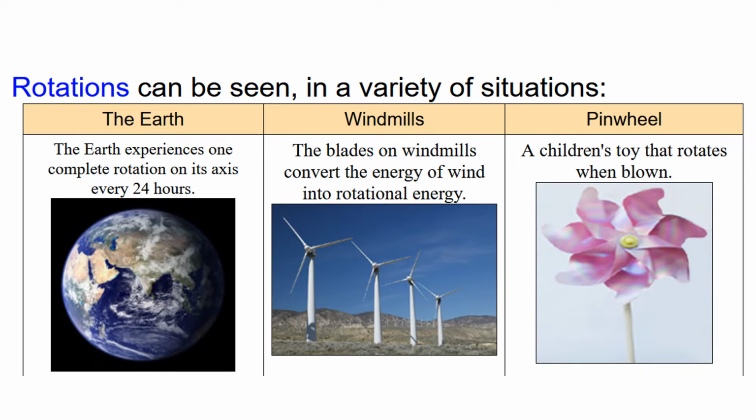Rotations can be seen in a variety of situations. The Earth experiences one complete rotation on its axis every 24 hours. The blades on windmills convert the energy of wind into rotational energy. Another example is the pinwheel, a children's toy that rotates when being blown.